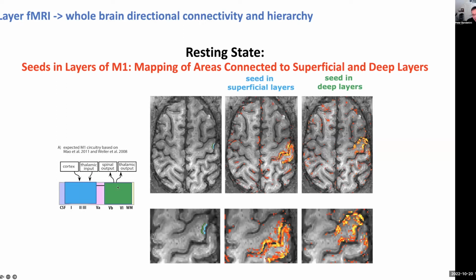which, in this case, is suggesting that it's output, but it could also be feedback from these higher areas, the premotor cortex as well. So bottom line, you shift the seed a little bit along the voxel, you get very different areas.